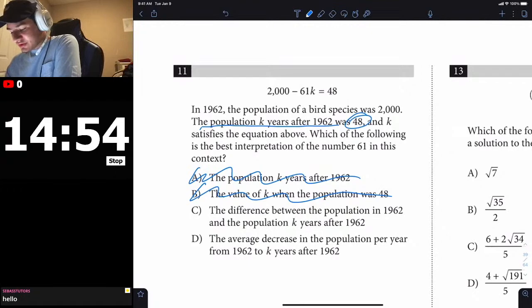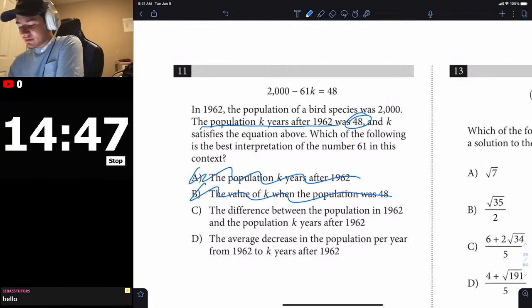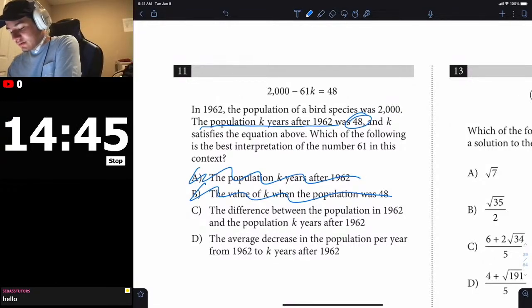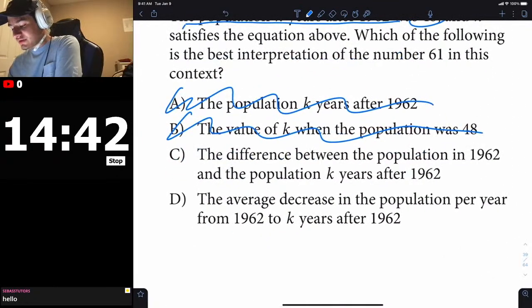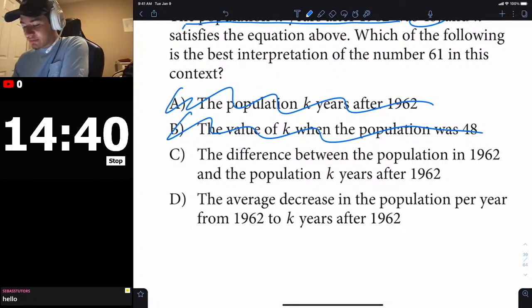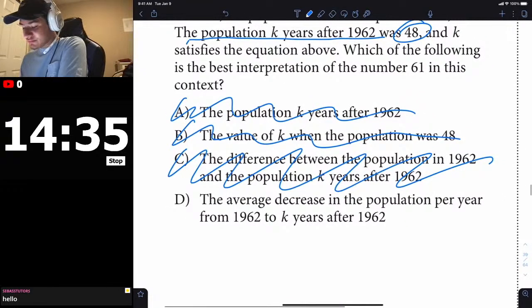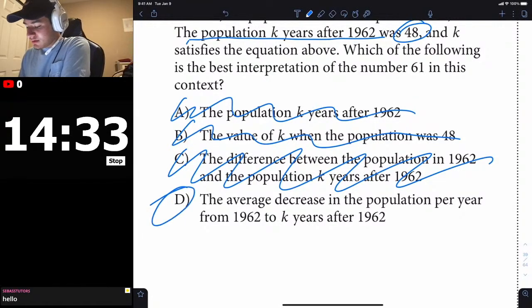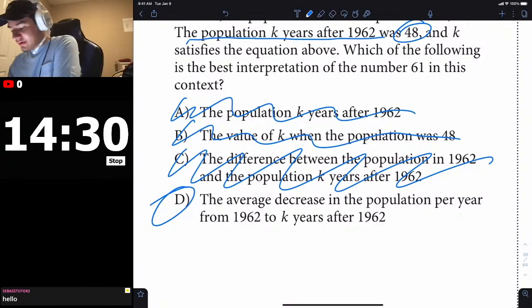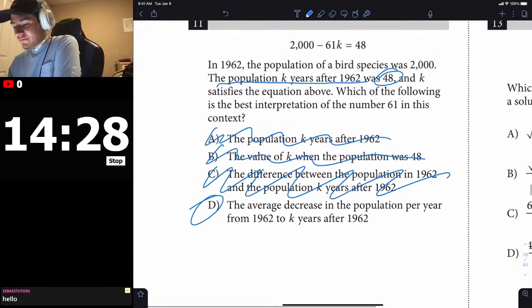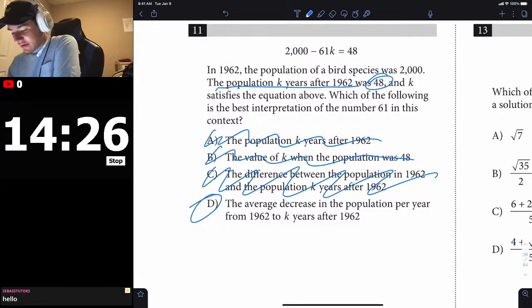The difference between the population in 1962 and the population K years after 1962? Not necessarily, right? Because let's say you had 5 years, it would be a different number than 6 years or 7 years or 8 years, so it couldn't be 61, because 61 is kind of like a constant thing. The average decrease in population per year, I like that. Yeah, that makes sense, right? And you could plug in numbers to kind of verify that, but that is going to be the average decrease in population per year from 1962 to K years after 1962.